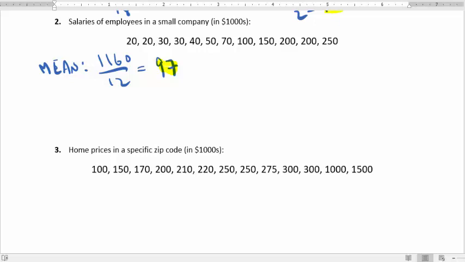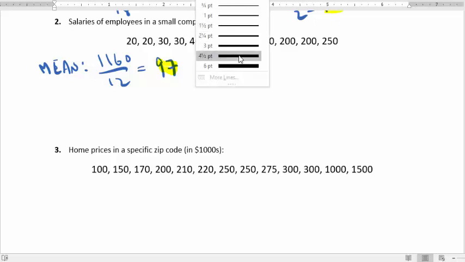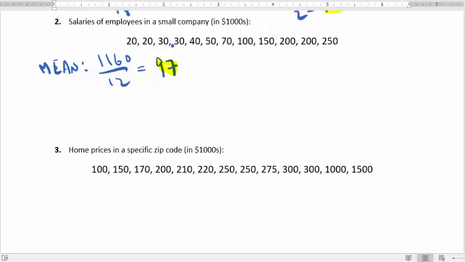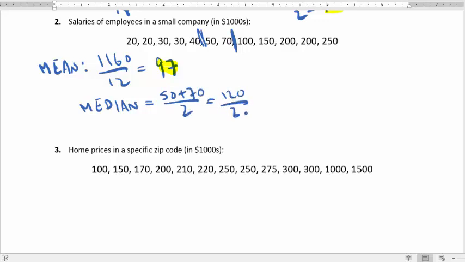So that's my mean, and then my median, again, this is going to be another one of those scenarios. There's 12, right? So I have 1, 2, 3, 4, 5 on the left. I have 1, 2, 3, 4, 5 on the right, and then I have 50 and 70. So my median is going to be the average or the mean of the two that are in the middle. So it's 120 over 2, which is 60. So my median is going to be 60.